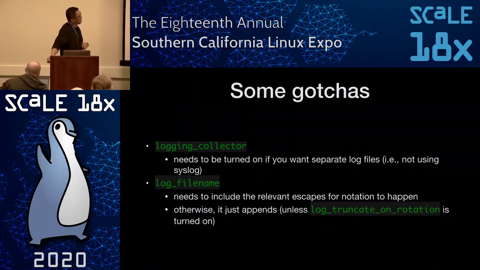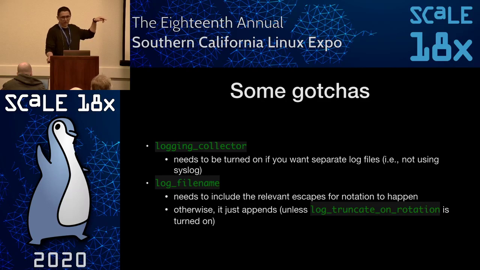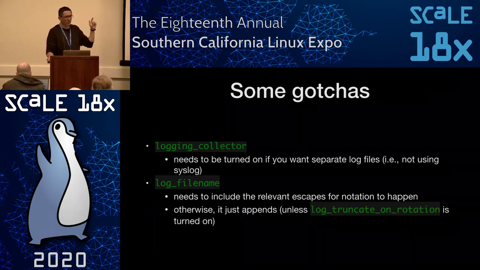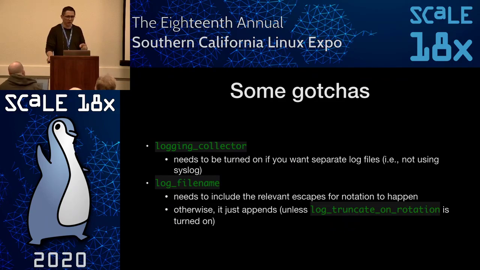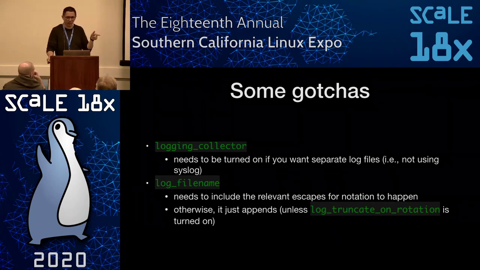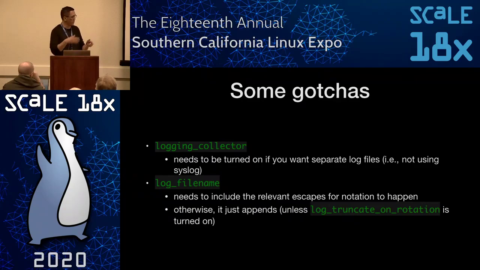Okay. log_filename. This is kind of like log_line_prefix. It's got a bunch of these printf-style % escapes, and if you do not have the relevant escape in your file name, your logs will not rotate. So let's say you want to log every hour. If your file name does not contain a timestamp, it will not rotate. It will just append to the one that it wants to append to.